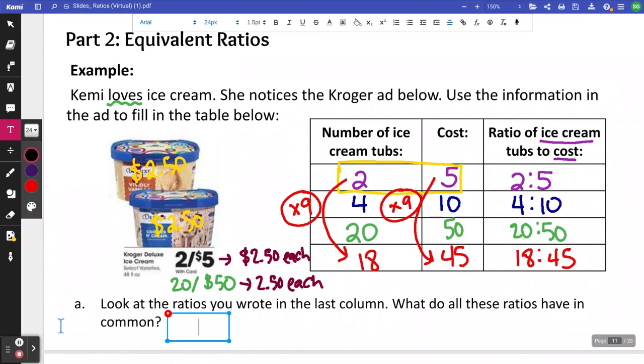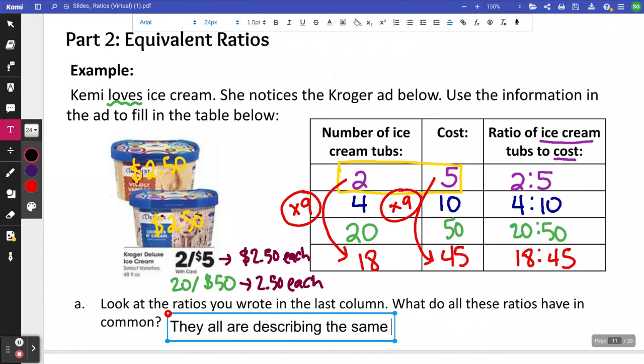Well, one thing they all have in common is we had mentioned earlier about this $2.50 each. They all are describing the same deal or price for ice cream. If you're buying 18 tubs of ice cream for $45, it's not like you're getting a better deal. You're still paying the same amount for each tub of ice cream. You're just getting more ice cream. So they're all describing that same deal or price.